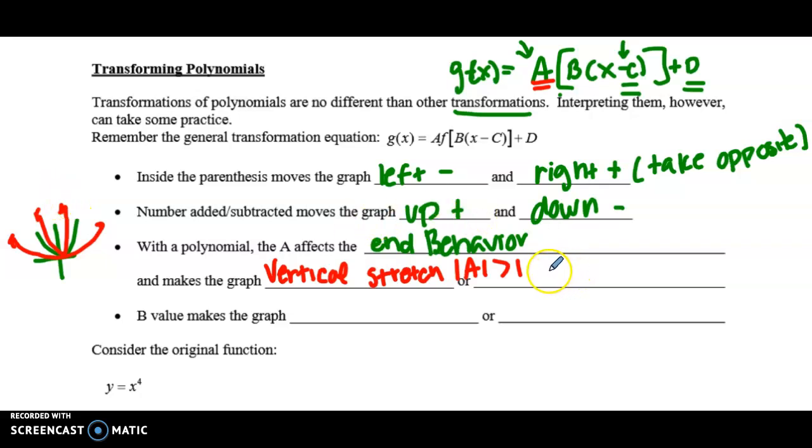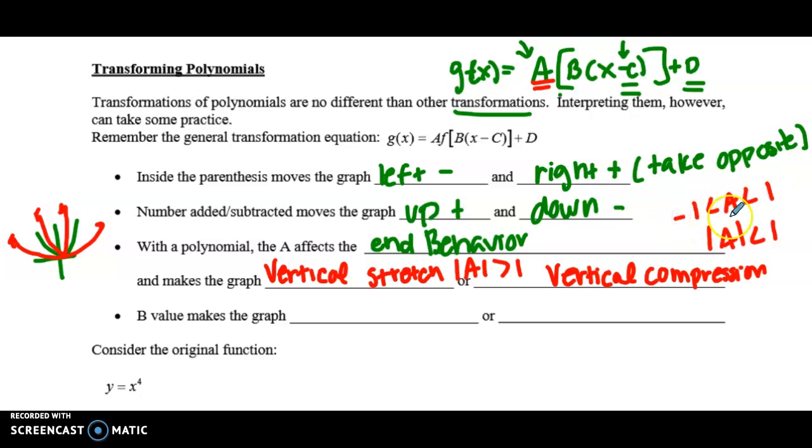Okay, it is a vertical compression if the absolute value of a is less than 1. All right, and when I say the absolute value is less than 1, that means that a is between -1 and 1. So think of this as a fraction that's not bigger than 1 or smaller than -1. So this is your vertical compression. This is your vertical stretch, okay?